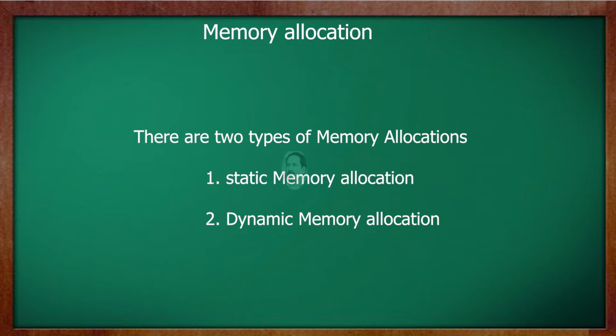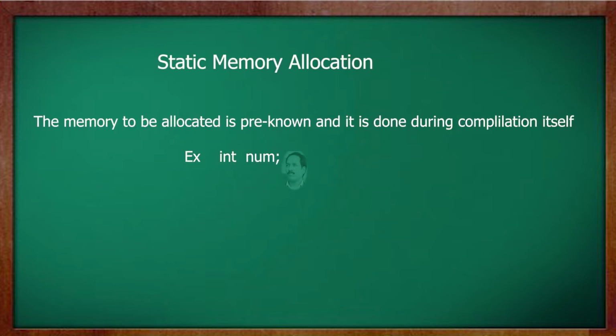There are two types of memory allocation. One is static memory allocation, and the other is dynamic memory allocation. In static memory allocation, the memory to be allocated is pre-known and it is done during the compilation itself. For example, int a = 10, some variable you decide. That is how we assign during the compilation itself.